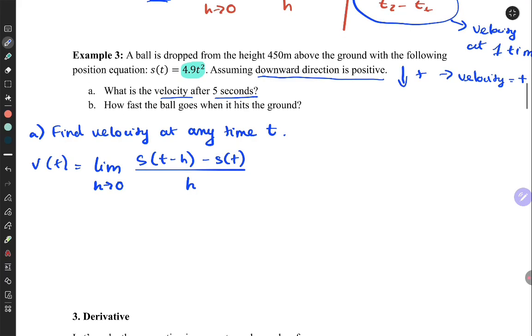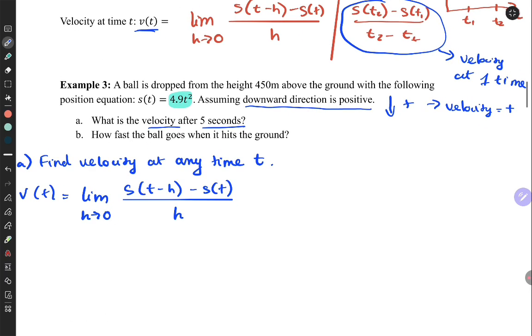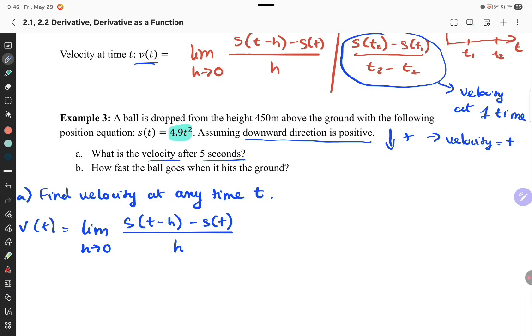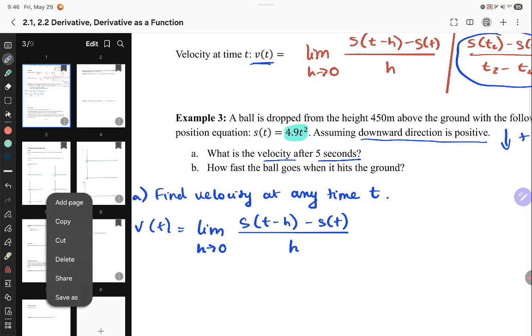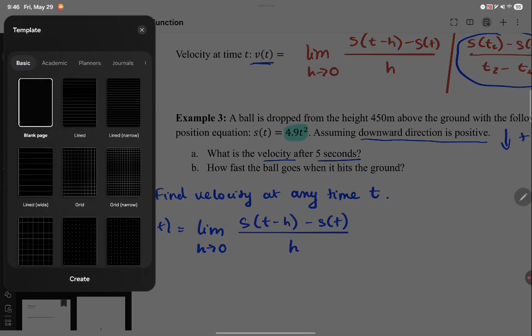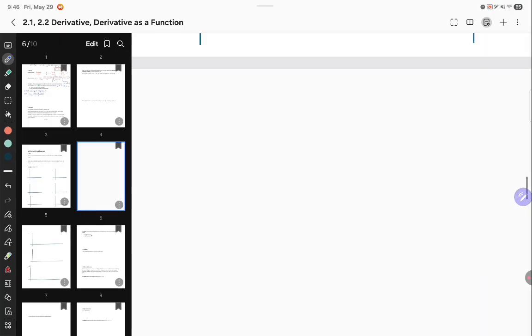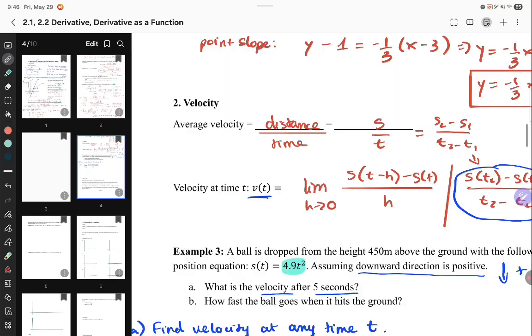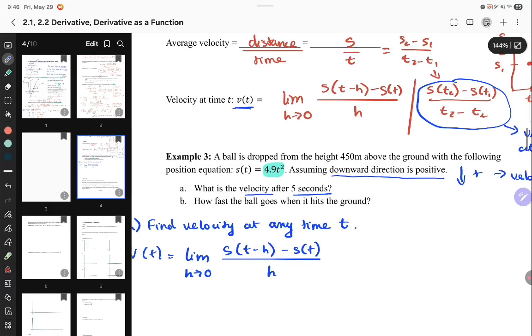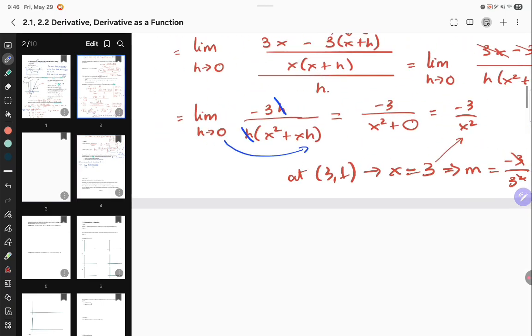In the meantime, I'm going to throw in another page. Okay, practice that now.